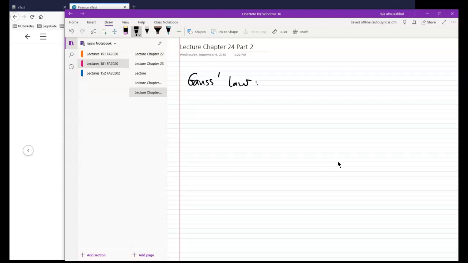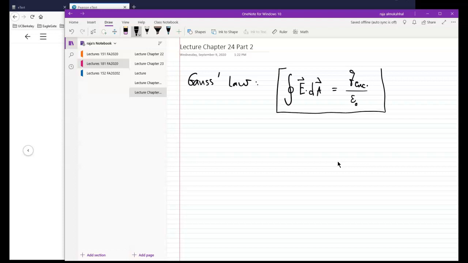The mathematical statement of Gauss's law says that the surface integral, and we insist that this surface has to be a closed surface, so that's why I put the circle here, the surface integral of E dot dA, I'll put it in vector form, is equal to the charge enclosed over epsilon naught. This is the mathematical statement of Gauss's law. I'm going to explain it to you right now.